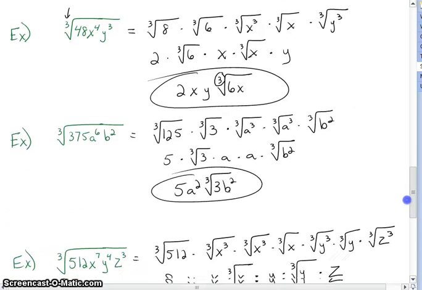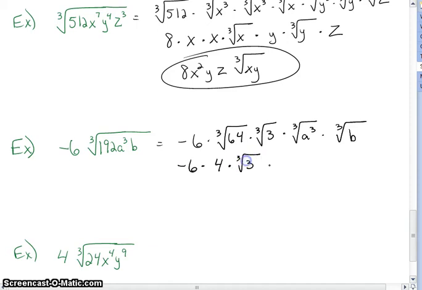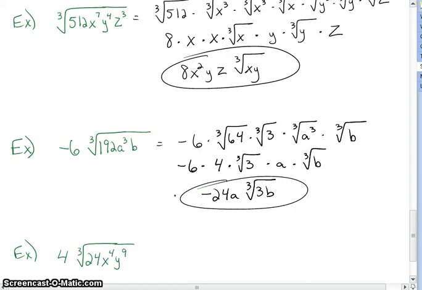Hopefully you got 64. So I'm taking the cube root of 64 times the cube root of 3, because 64 times 3 is 192, and then times the cube root of a cubed times the cube root of b. So I've got negative 6 times 4 times the cube root of 3 times a times the cube root of b. Negative 24a cube root of 3b. Done.